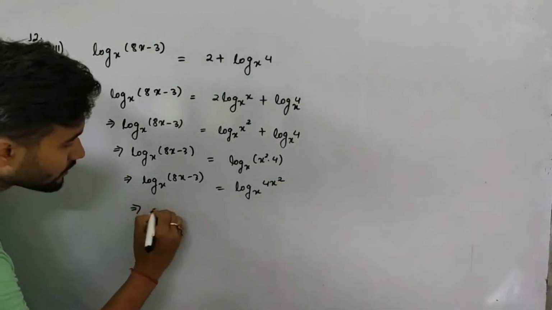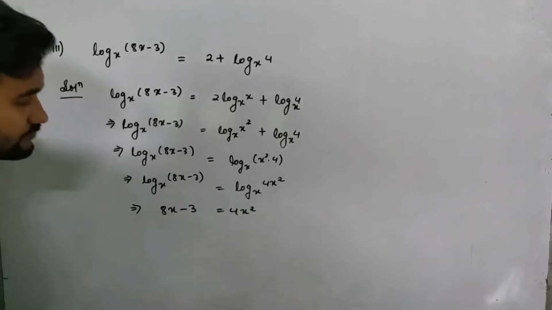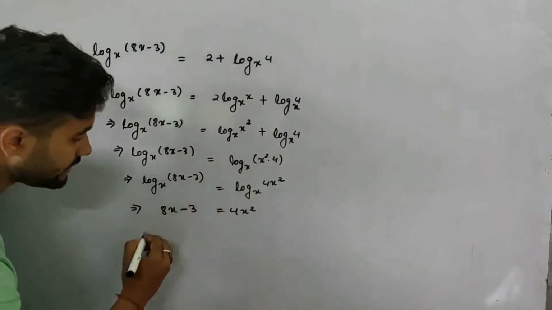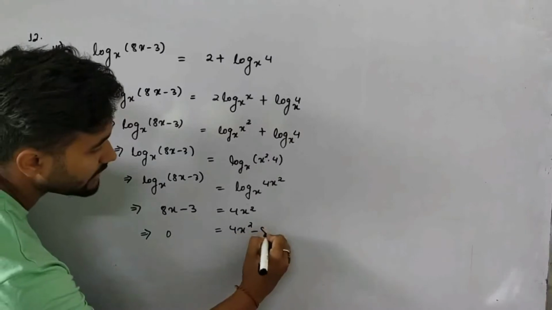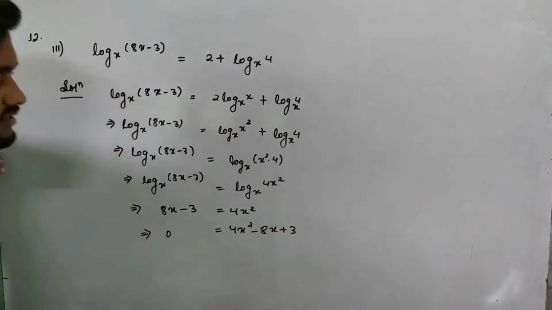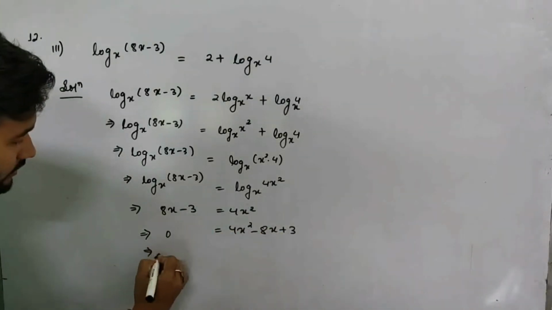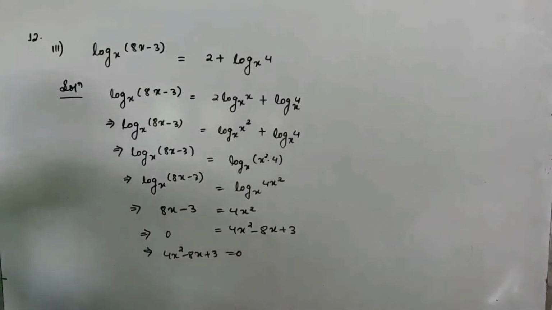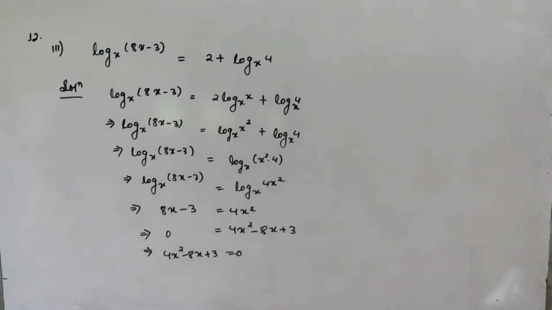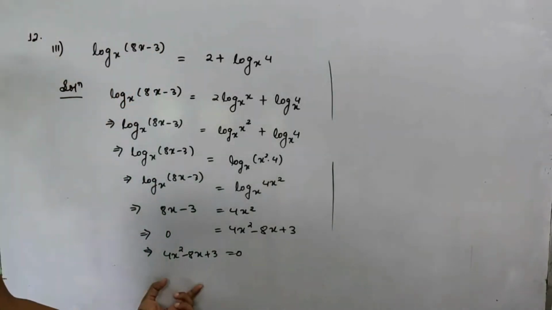Now both side log I can cancel. So what will remain? 8x minus 3 will be equal to 4 of x square. So if I take everything to that side, 0 will be equal to 4x square minus 8x plus 3. So if I write this over this side, 4x square minus 8x plus 3 will be equal to 0. So now we have to factorize this to find the value of x. I will factorize this using splitting the middle terms because this will split very easily.